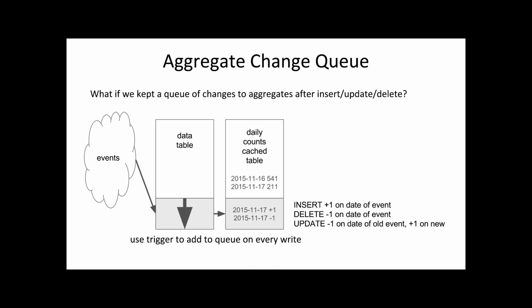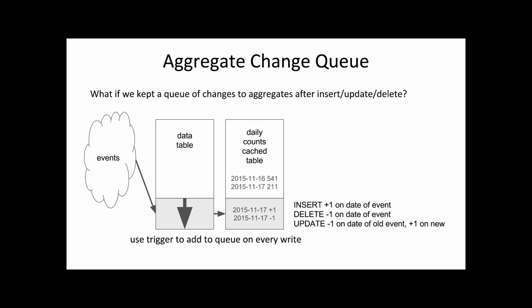So instead, let's try a different approach. This is building an incremental materialized view on top of PostgreSQL using just SQL, basically. The way this will work is we're going to have a queue of changes. We keep a cached table of cached aggregates, and then we have a queue of changes to those aggregates. Whenever we insert something into the data table, we insert the change to the aggregate into the queue. And inserts don't need a lock, so we can do that pretty quickly.